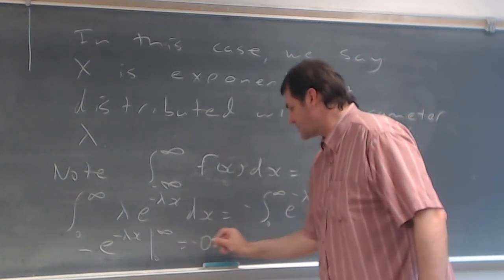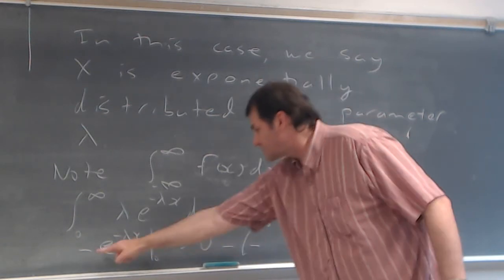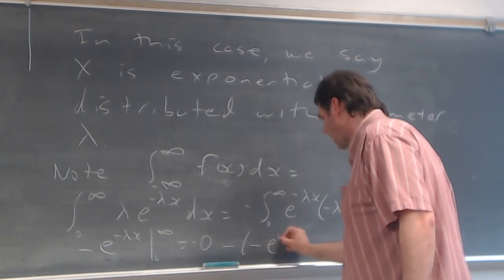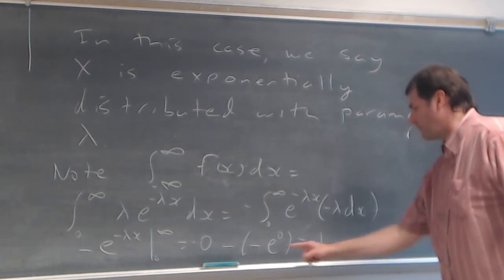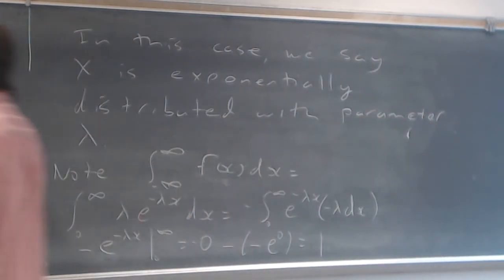So here I get minus 0, and then using the fundamental theorem of calculus, it would be minus what I get. So minus, a minus, that minus. When we stick in 0 for x, the power becomes 0. And so this ends up just being 1, because e to the 0 is 1, and minus a minus makes a plus. So that's what we get, and that's what we were hoping to get. Well, we'd like to look at the expected value of an exponentially distributed random variable, and that's what we'll do next.